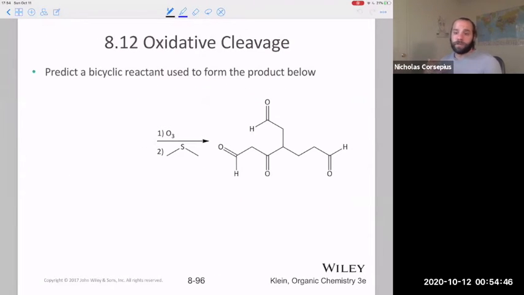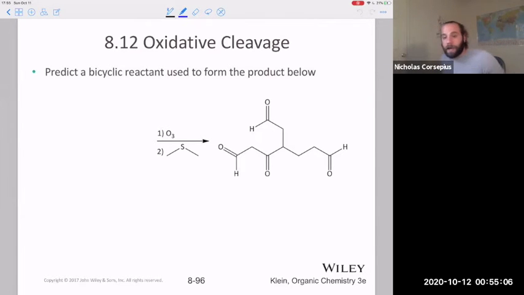What's much more difficult with these problems can be working backwards, in particular when you have some very complicated stuff. For example, a bicyclic reactant could lead to something ugly like this. And so how do we reconstruct what the reactant was in this particular problem?